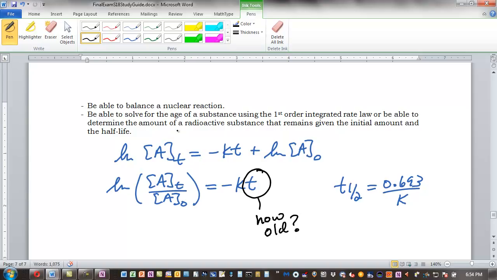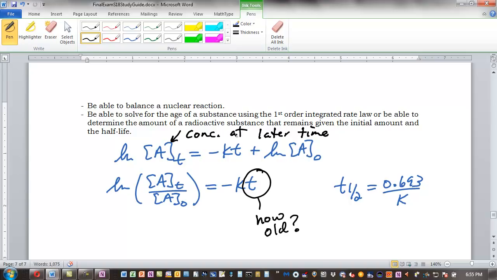Okay, this equation I think is easier to use if you want to solve for concentration or amount. These won't be concentrations, but amount at a later time. Concentration at a later time. Okay, so we've already talked about first order integrated rate law. Those problems will be set up as nuclear ones, but it's the same thing.